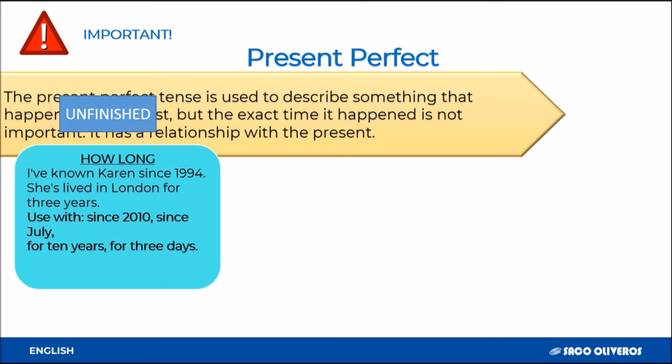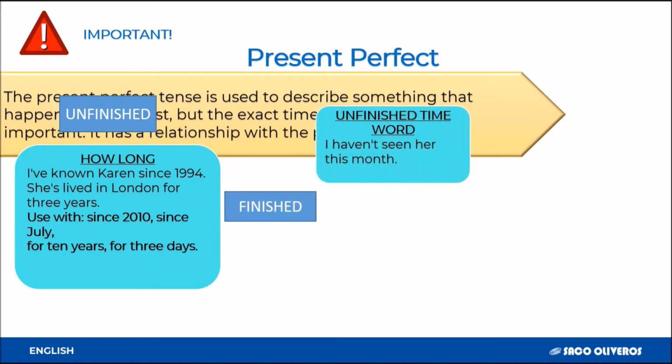Unfinished. How long? I've known Karen since 1994. She has lived in London for 3 years. Use with since 2010, since July, for 10 years, for 3 days. Finished. Unfinished time word: I haven't seen her this month.